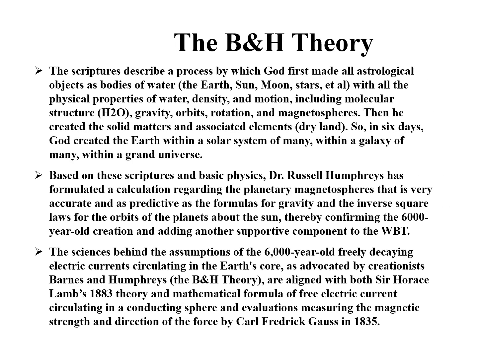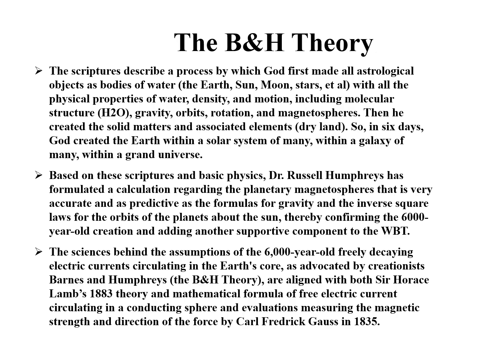The scriptures describe a process by which God first made all astrological objects as bodies of water: the earth, the sun, moon, stars, with all the physical properties of water, density and motion, including molecular structure, H2O, gravity, orbits, rotation, and magnetospheres. And then he created the solid matters and associated elements, dry land. So in 6 days, God created the earth within a solar system of many, within a galaxy of many, within a grand universe.